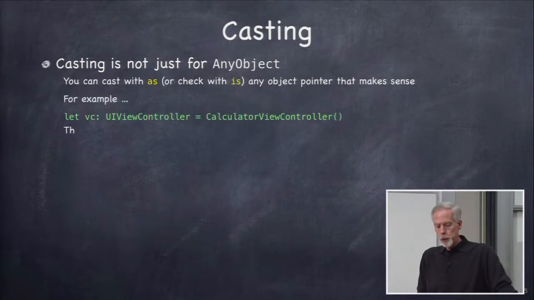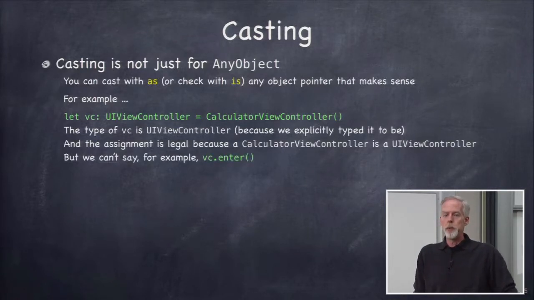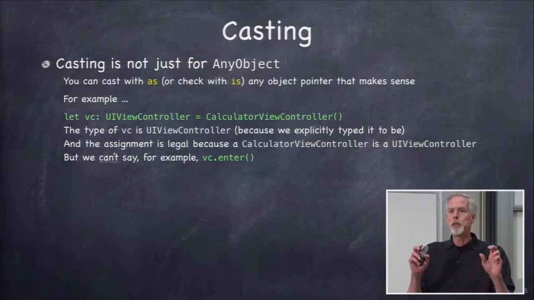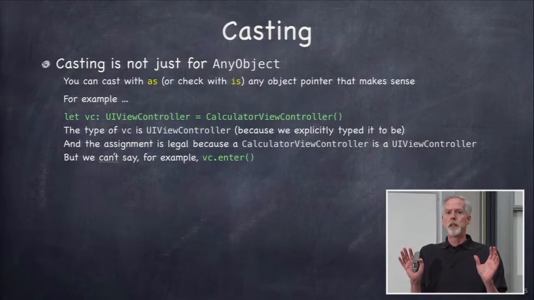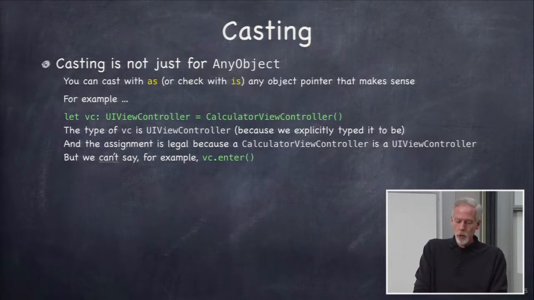So, for example, if I had a local variable called vc, which was of type UIViewController, but I set it to a CalculatorViewController, okay? I couldn't say vc.enter, right? Enter is a method in our CalculatorViewController. I couldn't say vc.enter because vc is a UIViewController. So as far as Swift knows, it doesn't respond to enter. Even though it is in fact a CalculatorViewController, from Swift's point of view, that local variable is not. It's of type UIViewController.